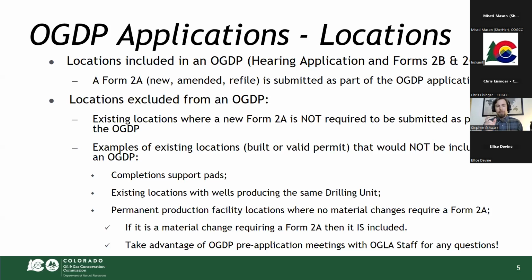However, I do want to drill down here a little bit and say, if there are material changes requiring a Form 2A to be submitted, then that location will have to be included as part of the OGDP. And if you've got questions about how material this change is, is this equipment change a Form 4 sundry versus a new 2A, I would say please take advantage of those OGDP pre-application meetings with OGLA staff for any of those questions. We would much rather in those pre-application meetings deal with a lot of those questions rather than during the technical review where we're asking for things to be included or excluded when they've already been submitted.